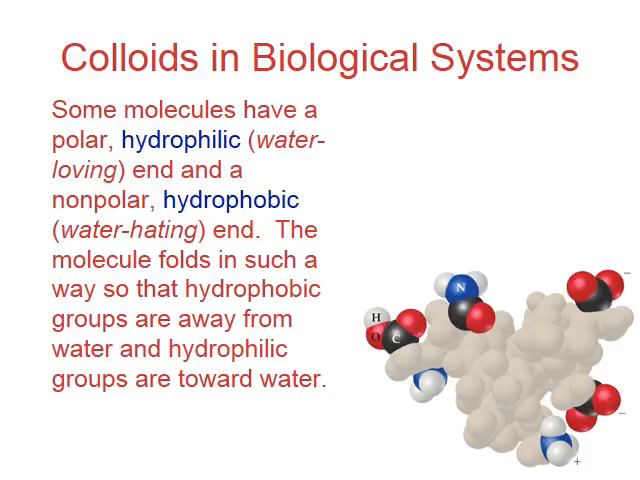Now, we're showing you one example of a colloid in a biological system. As I said, these are big molecules, relatively bigger solutes. They have a hydrophilic end, or water-loving end, and a hydrophobic end, that water-hating end. Phobia means fear or hating. The molecule folds in such a way that the hydrophobic groups are away from water and hydrophilic groups are toward water.